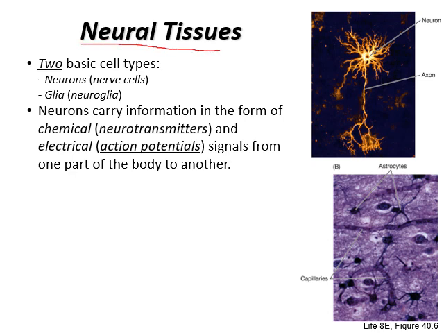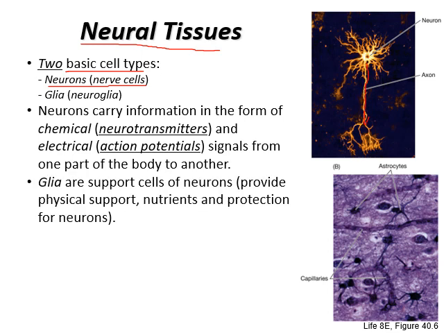And there's going to be two types of cells. The one you probably know most commonly, seen in anatomy, is the neurons. That's these guys here with the branching dendrites, cell body, and this long axon.